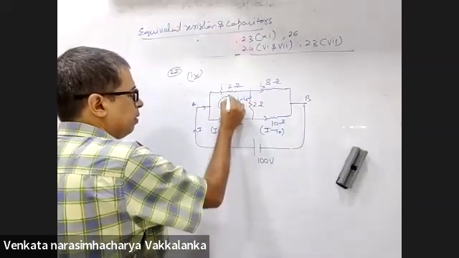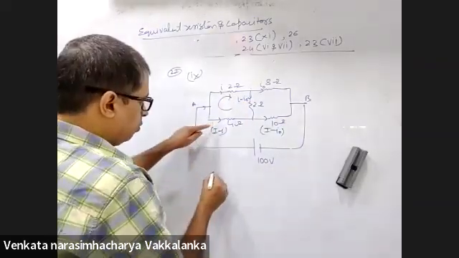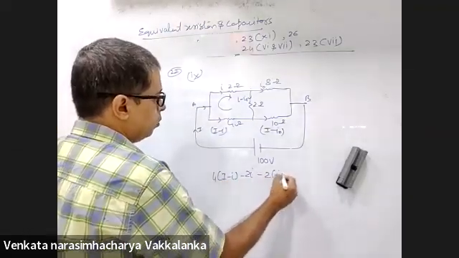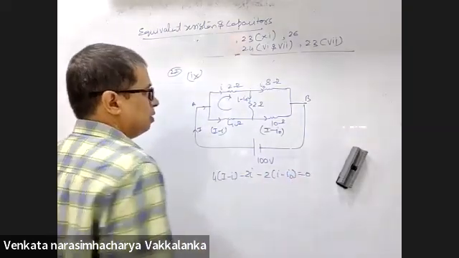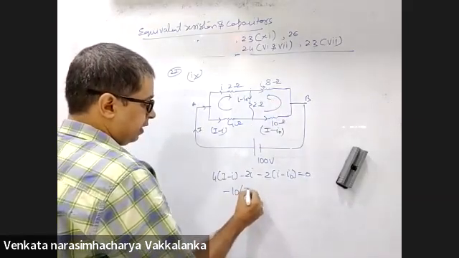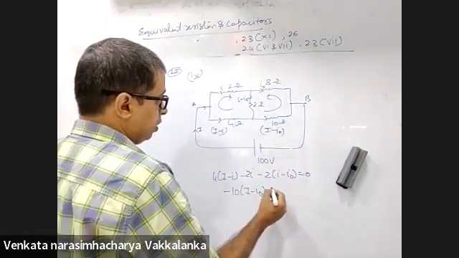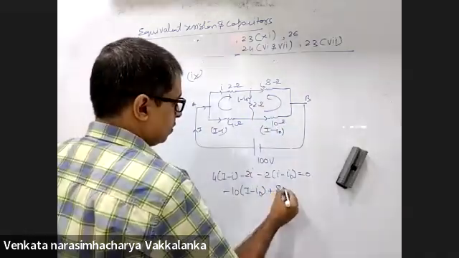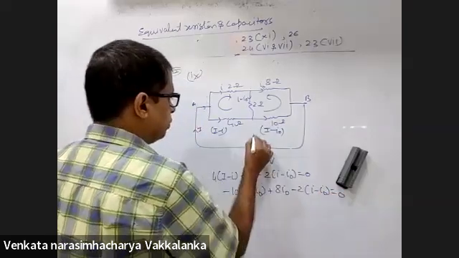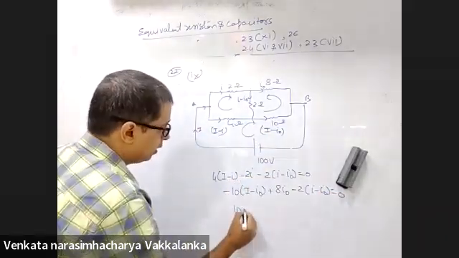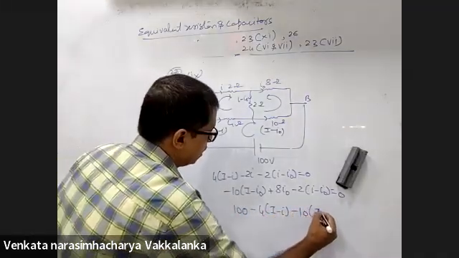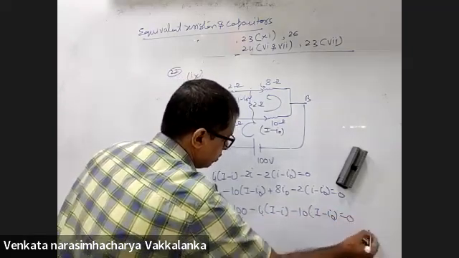Now apply KVL to this. 100 minus 4I minus (I minus I naught) is 0. Opposite to the direction of current, minus 10(I minus I naught) plus 8I naught minus (I minus I naught) is 0. 100 minus 4I minus I minus 10(I minus I naught) is 0.